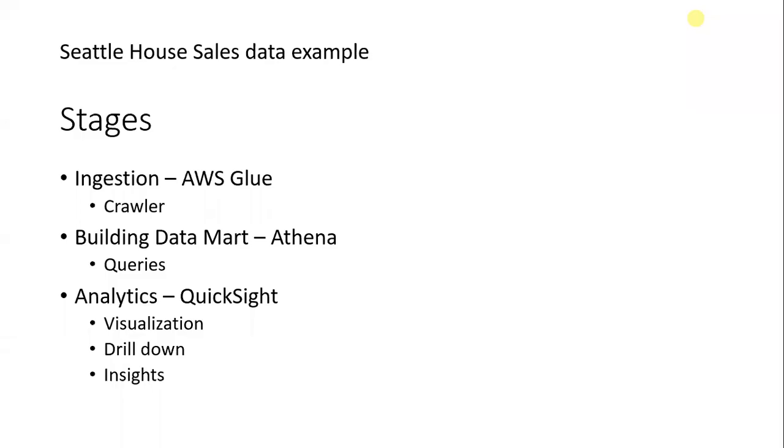We will look at Big Data Fabric with a simple example of house sales data of Seattle. We'll look at 3 stages of ingestion, building data mart, and analytics. We will look at AWS Cloud Native implementation for this with various AWS services. For ingestion, we'll use AWS Glue. For data mart, we'll use Athena. And for analytics, we'll use QuickSight.